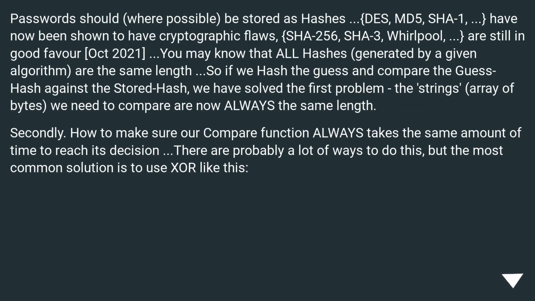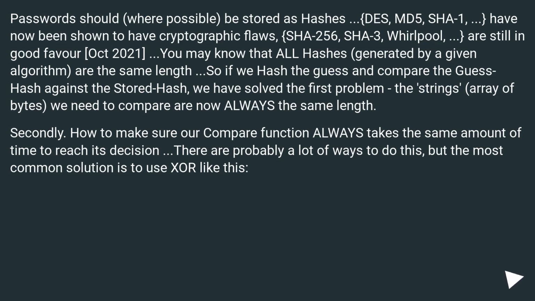Passwords should, where possible, be stored as hashes. MD5 and SHA-1 have now been shown to have cryptographic flaws. SHA-256, SHA-3, Whirlpool are still in good favor. You may know that all hashes generated by a given algorithm are the same length. So if we hash the guess and compare the guess hash against the stored hash, we have solved the first problem. The strings, arrays of bytes, we need to compare are now always the same length.